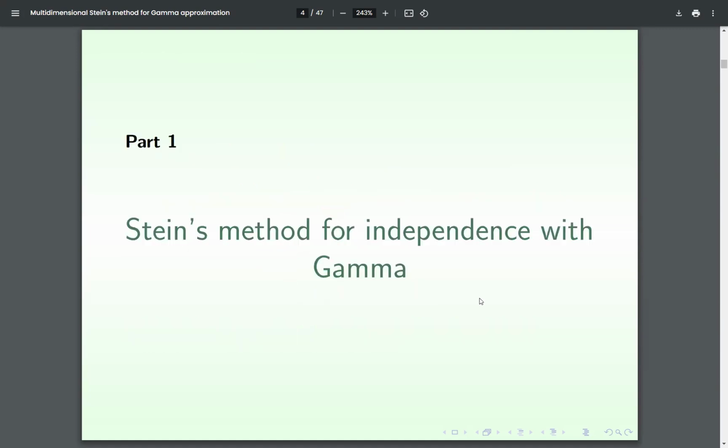My talk will be in three parts. We begin by explaining Stein's method a little bit for the gamma approximation, which looks very much like the Gaussian one, but is quite different. That's why we explain it a little bit.